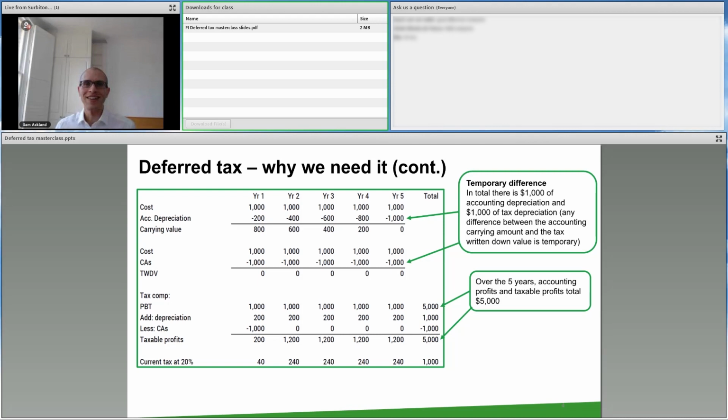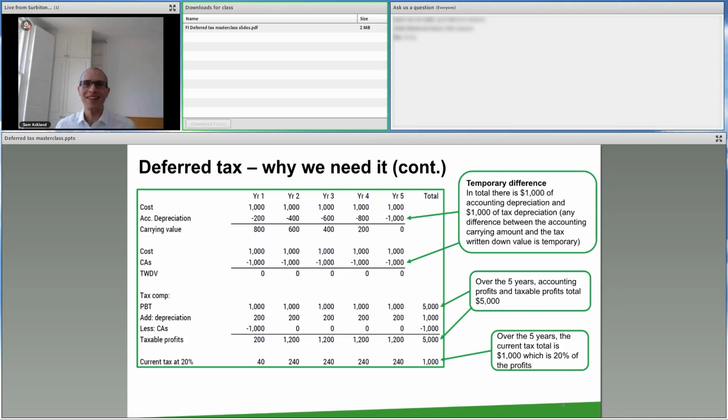Okay, so what about the tax expense then, the current tax at 20%? Well, we of course had a very low current tax expense in year 1. It increased therefore in years 2, 3, 4, and 5. And you can see that over the 5 years, the current tax total adds up to 1,000. Okay, so if you add up the current tax expense for years 1 to 5, you get to 1,000, which happens to be, of course, 20% of the profits of 5,000. So that's what we would expect if the tax rate is 20%.